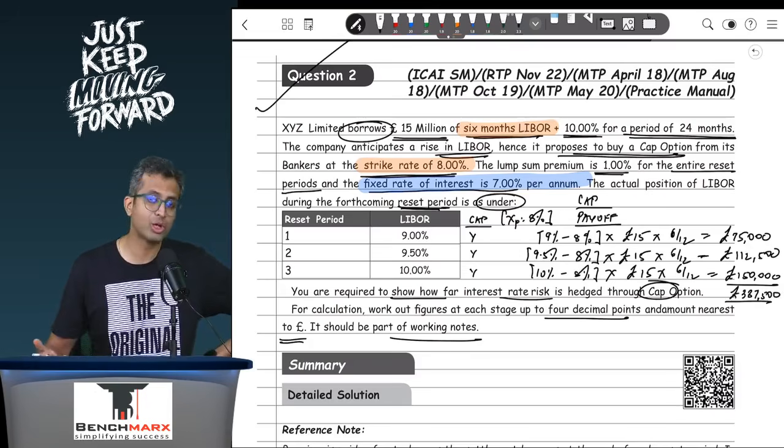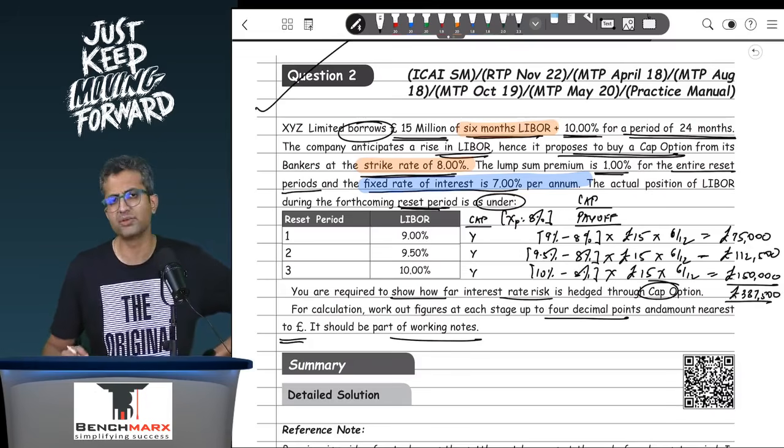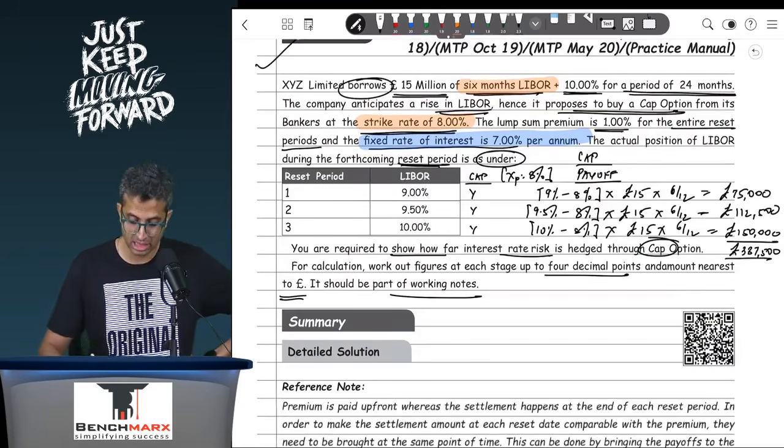However, when I look at this 337,500, these are arising at different points of time. Does that come against a cost? Answer is yes. Sir, what is the cost?